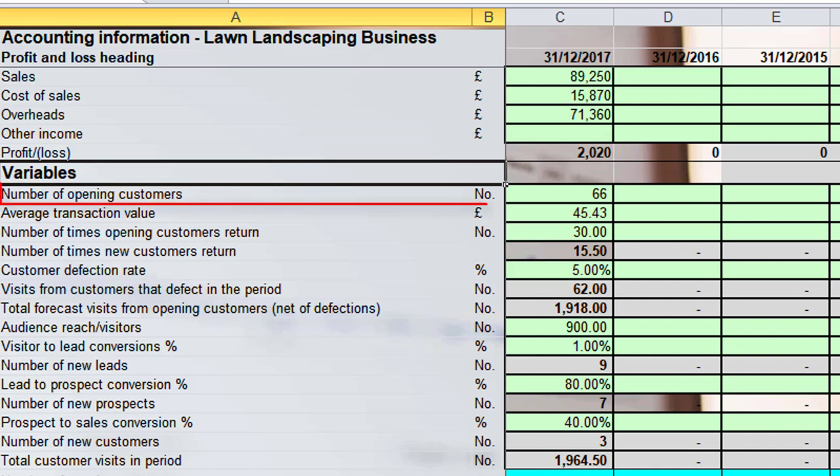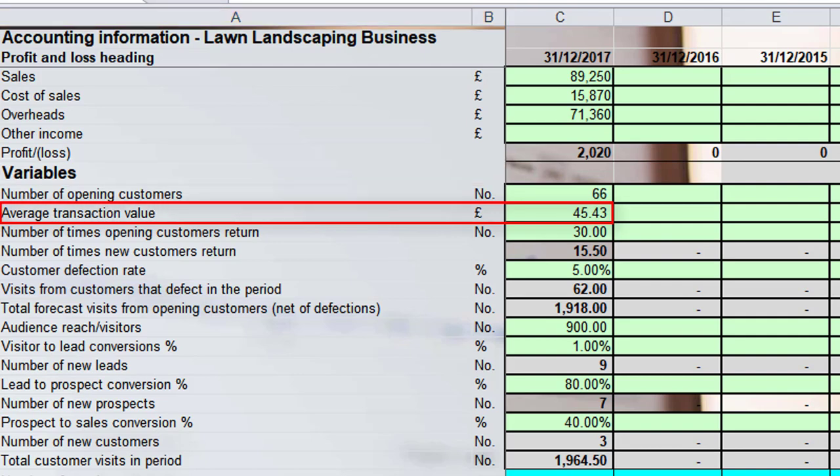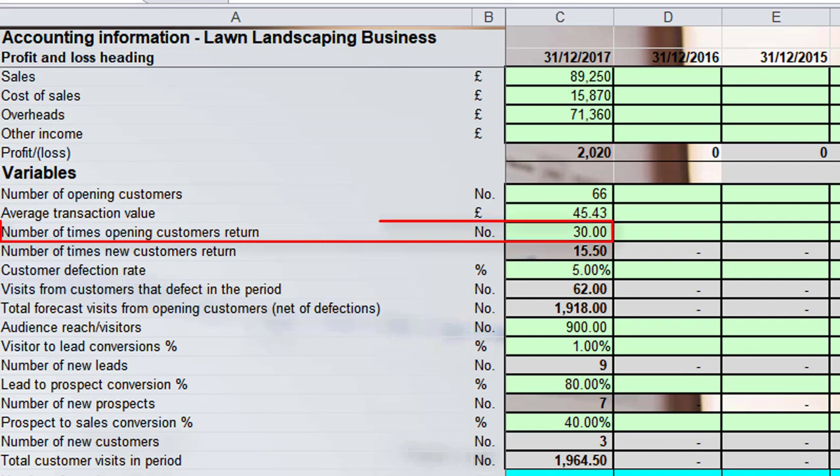I've also entered the number of opening customers, and in this case it is 66. I've entered the average transaction value of £45.43. The definition of the average transaction value is to take the total sales over a given period and divide this by the number of transactions over the same period. I've also entered the number of times opening customers return, and in this case I've entered it as 30. So over the course of 12 months, these customers come back to you 30 times.